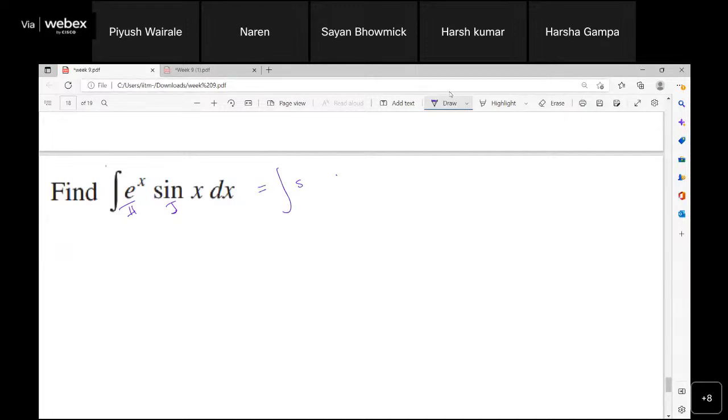Keep the first function as it is. Integrate the second function, minus integral of the derivative of sin x, that is cos x, and integrate the second function, that is e to the power x. So it will be sin x into e to the power x minus integral of e to the power x into cos x, right? So again we have to apply integration by parts here. Same thing, it will be first function, second function, right?